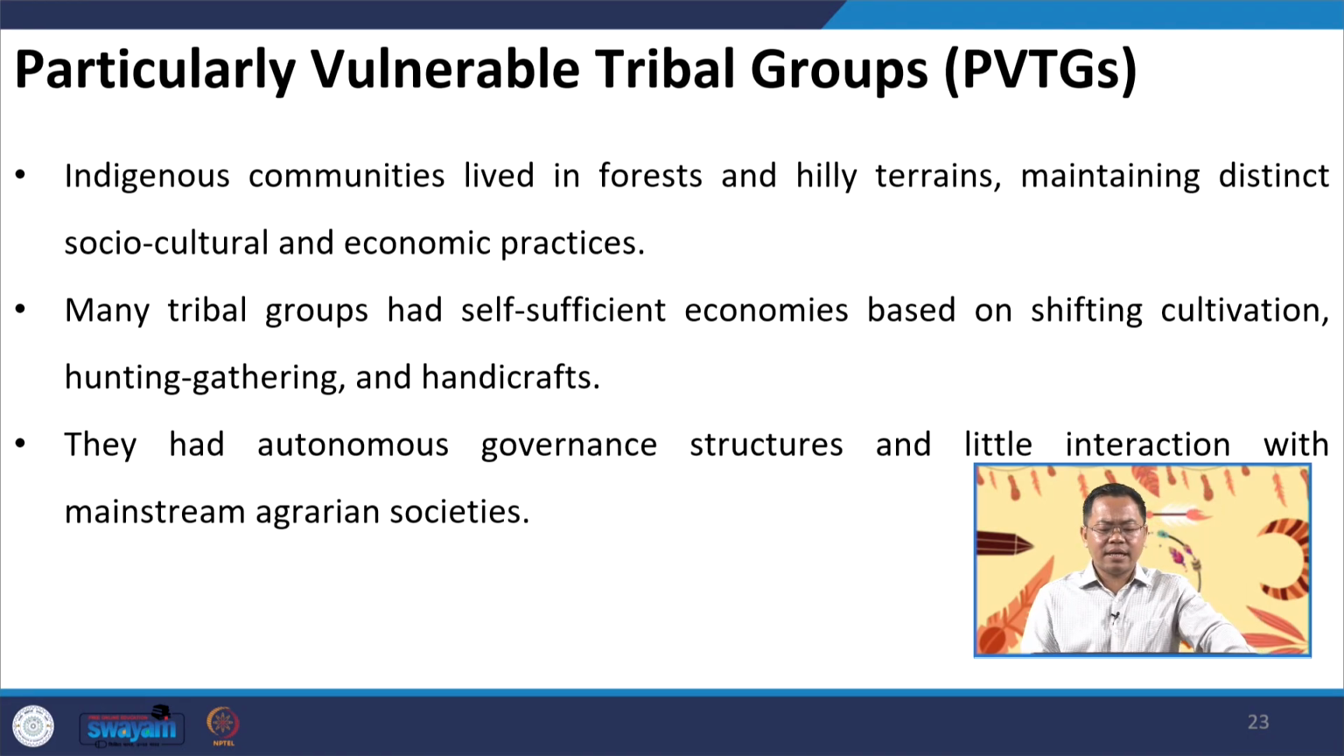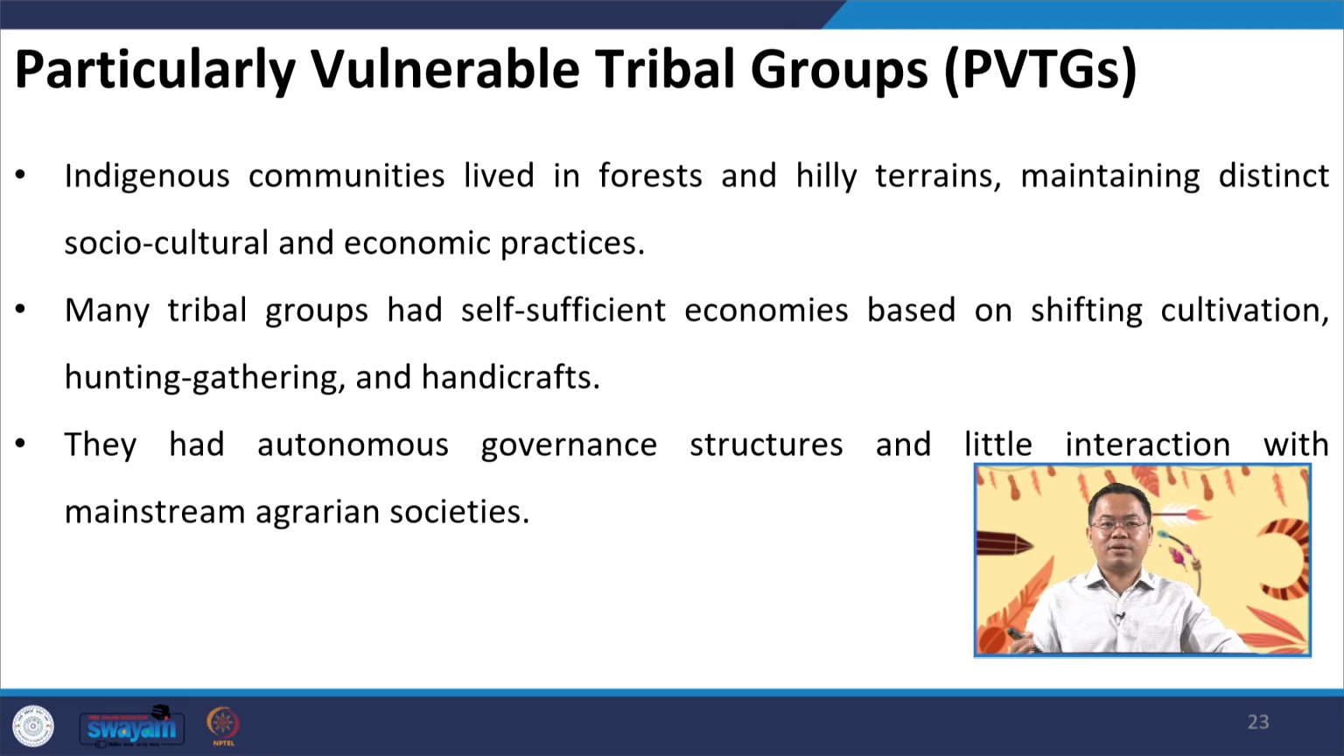Now, there is another category that one has to know, which is the particularly vulnerable tribal groups. In the case of India, many of the tribal communities have done quite well in terms of socio-economic and political development, but generally tribal communities in India are the ones who have lagged behind when it comes to various indicators of development. And this does not spare any region or state.